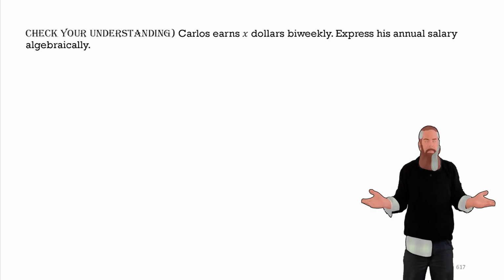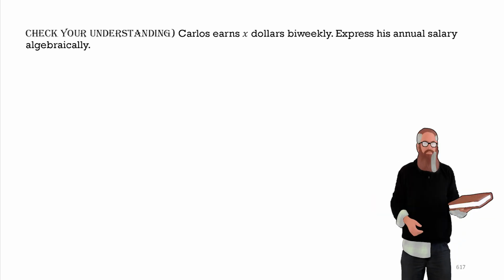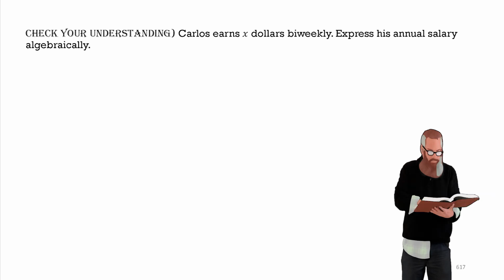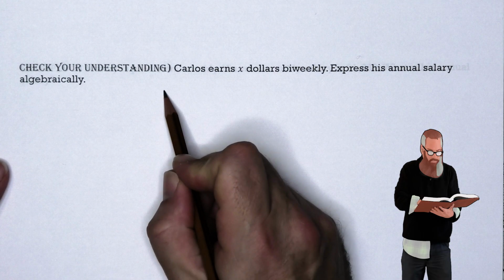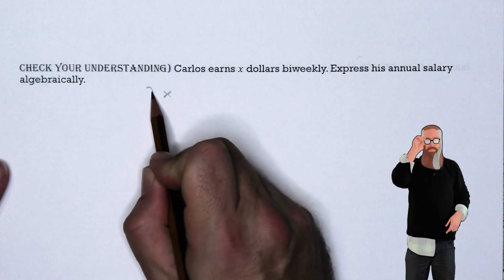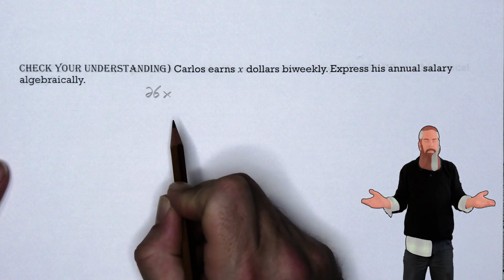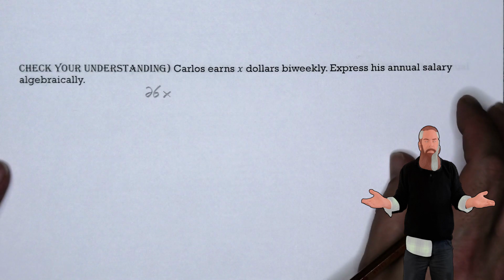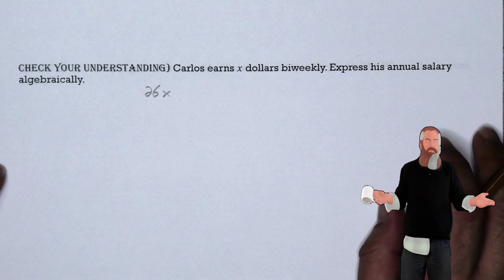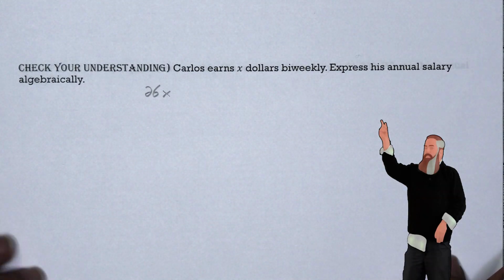Carlos earns X dollars bi-weekly. Express his annual salary algebraically. Well, we know he's going to get X dollars, and we know there are 26 pay periods in that year because it's every other week, being 52 weeks in a year, so we get 26X as our algebraic expression.